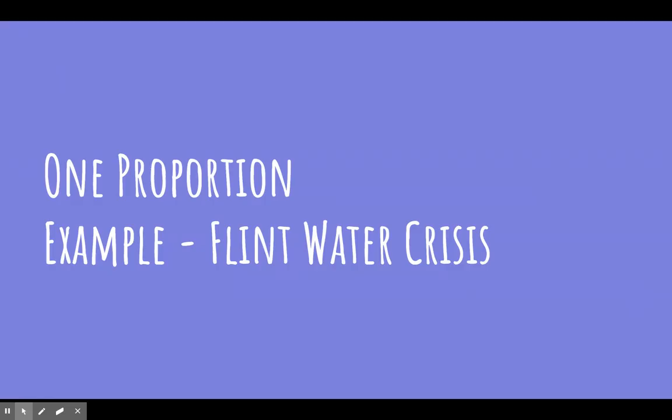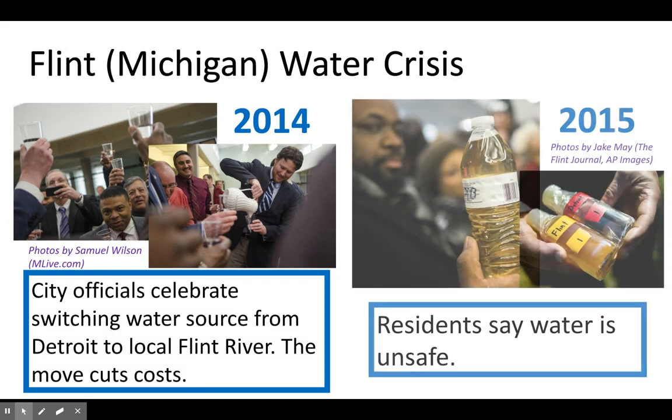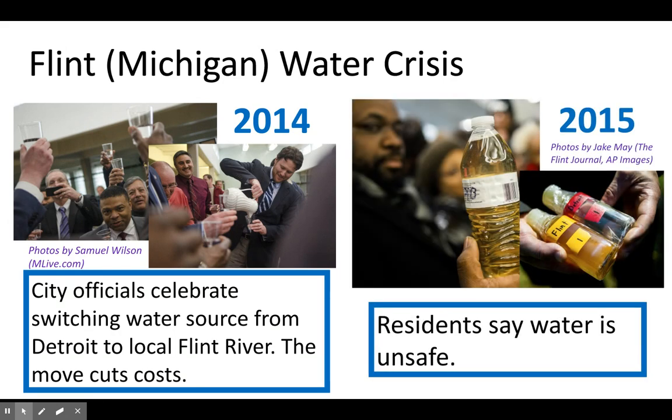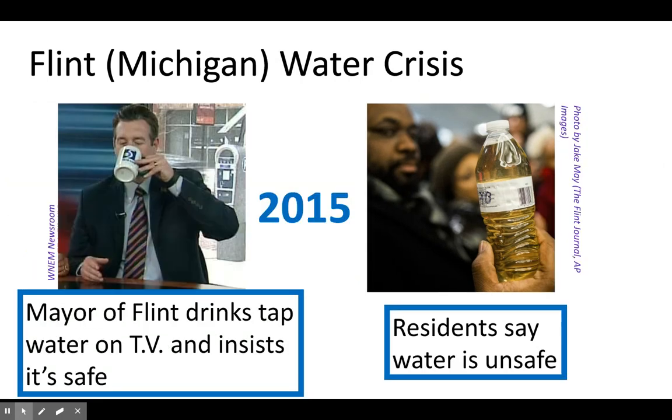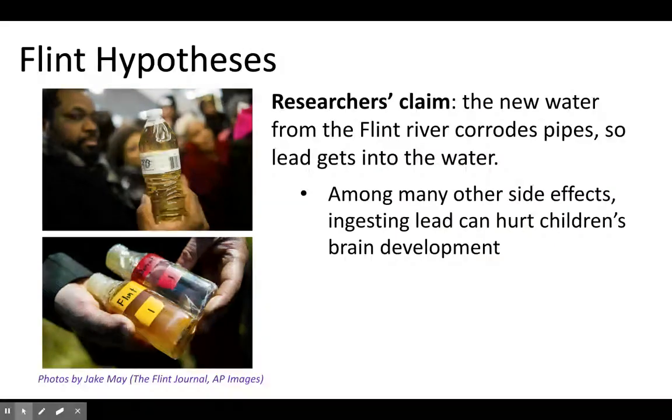So for this one, just looking at an example, I'm sure everyone's aware of the Flint water crisis. In 2014, the city officials switched the water source from Detroit to the local Flint River. And then in 2015, residents said that the water was unsafe. The mayor of Flint drank the tap water on TV and insisted that it was safe. But again, the residents were saying that it was unsafe. So we're going to look at: was there convincing evidence that the water was unsafe?